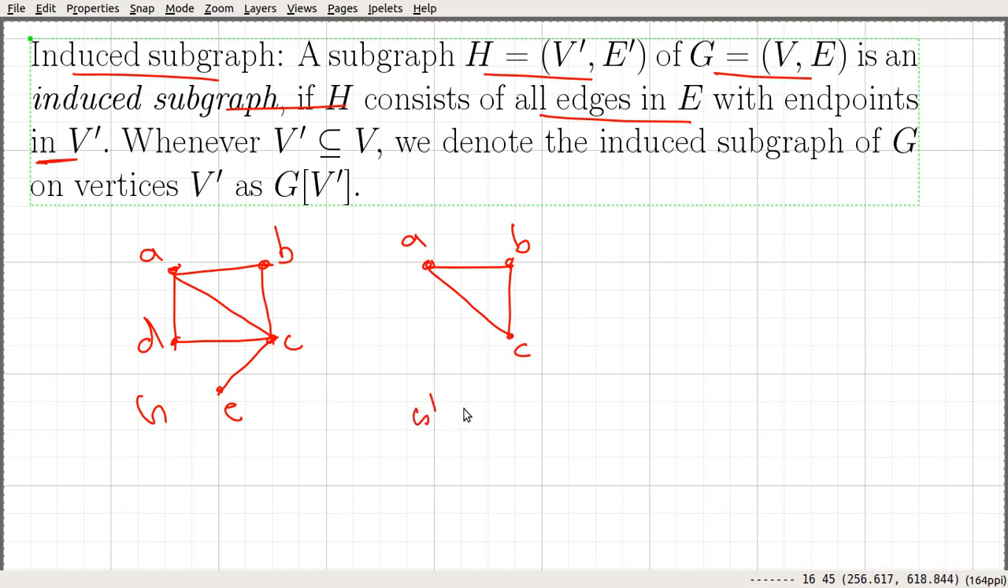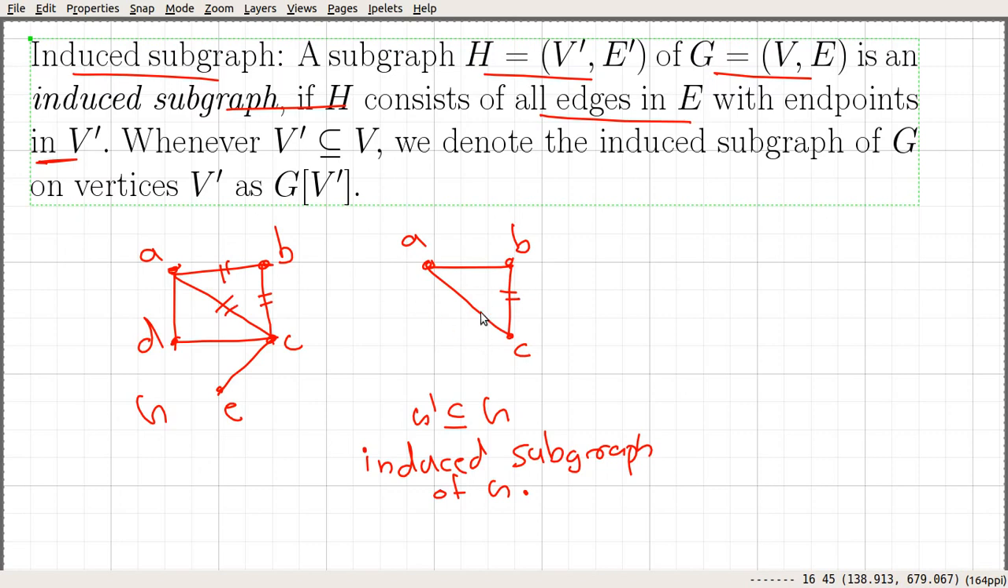So G dash, we can immediately see that G dash is a subgraph of G. And not only that, G dash is also an induced subgraph of G. Because if you consider this subgraph, we can see that this edge is here, this edge is there, and this edge is there. G dash contains all edges in the original graph with endpoints in this subgraph.